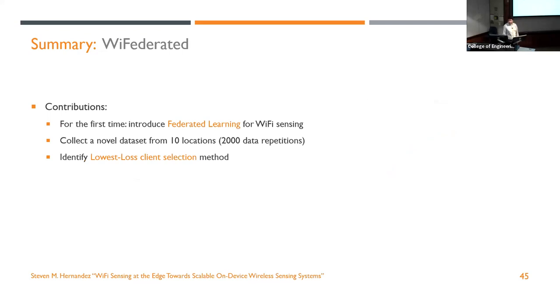All right, so in conclusion here, for the first time we introduced federated learning for Wi-Fi sensing. Like I said, previous systems were much more cumbersome. They're not as easy to deploy. If we can use small devices, it's really easy to deploy and collect new data. Still very challenging, but it just makes it a little bit easier. And we collected a novel data set to handle this with 2000 different data repetitions that we can use for training. And we identified that lowest loss client selection method.